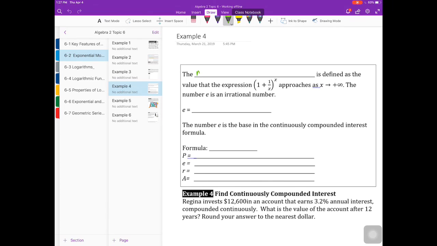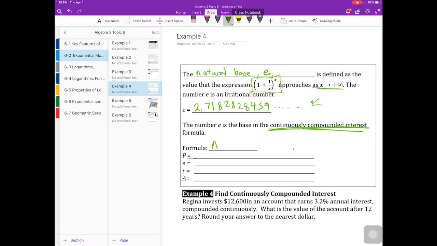It says the natural base e is defined as the value of this expression, like we talked about before, as x goes to infinity. So that natural base, 2.718281828459, is irrational. It doesn't end, but it is the smallest number that you can possibly get when you're compounding 1 continuously. So there is a continuously compounded interest formula where we use this as our rate.